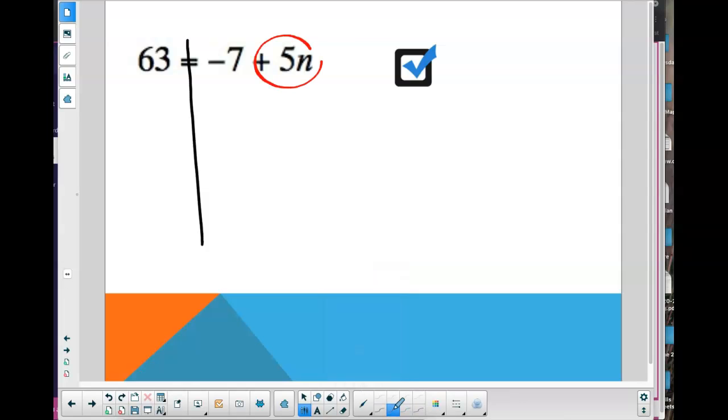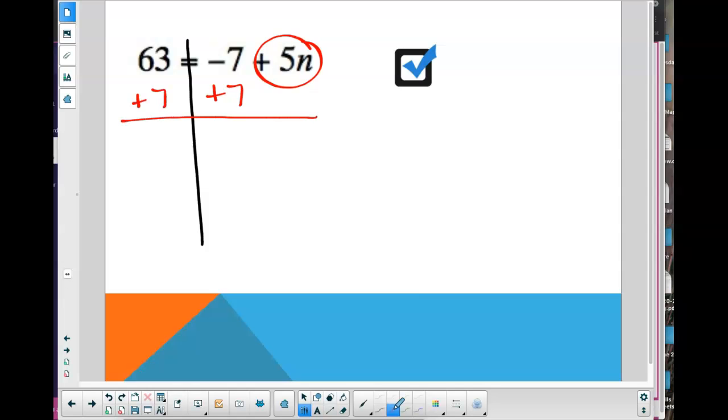So I'm going to circle that. And I'm going to circle the plus sign with it. That just means that the 5 is positive. Now we have to get rid of the other piece. How do I cancel out a -7? How do I get rid of a -7? Easy. Plus 7. We're going to put +7 on each side.